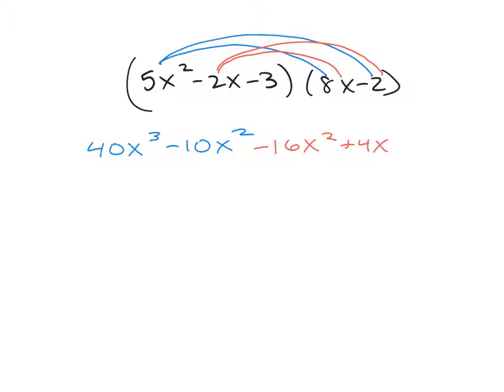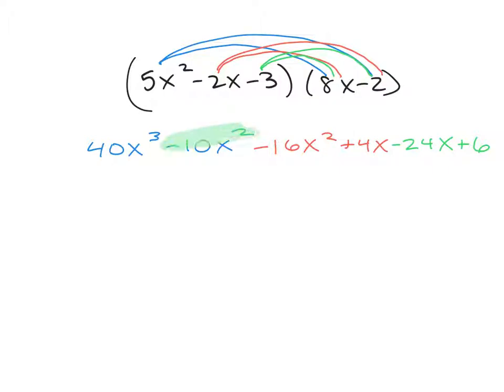And then last but not least, this negative 3 has to multiply with 8x, which is negative 24x. And it also has to multiply by negative 2, which is plus 6. And so once I've done that, I'm going to identify my like terms so that I can simplify here.